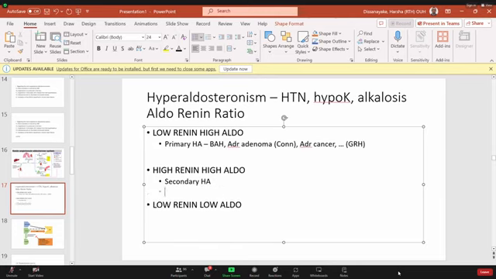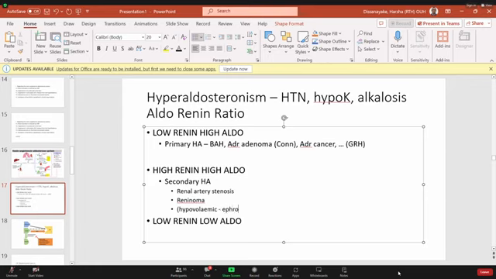So what are the causes of secondary hyperaldosteronism? Classic causes: renal artery stenosis. The other, more rare cause is a renin secreting tumor of the kidney, which we call reninoma. We also see secondary hyperaldosteronism in hypovolemic states, which includes nephrotic syndrome, cirrhosis, and even chronic heart failure.